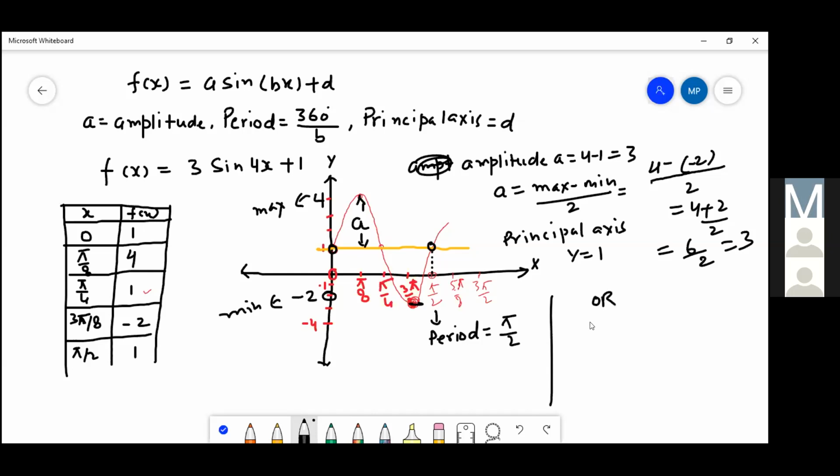So this is 360 over b. Here you can see that 360 over b, with b being 4, gives 90 degrees. If you want to convert into radian, you can simply write 2 pi over b. So 2 pi over 4, that is pi by 2. Is it okay? In the examination, you will use this shortcut method to find it out.